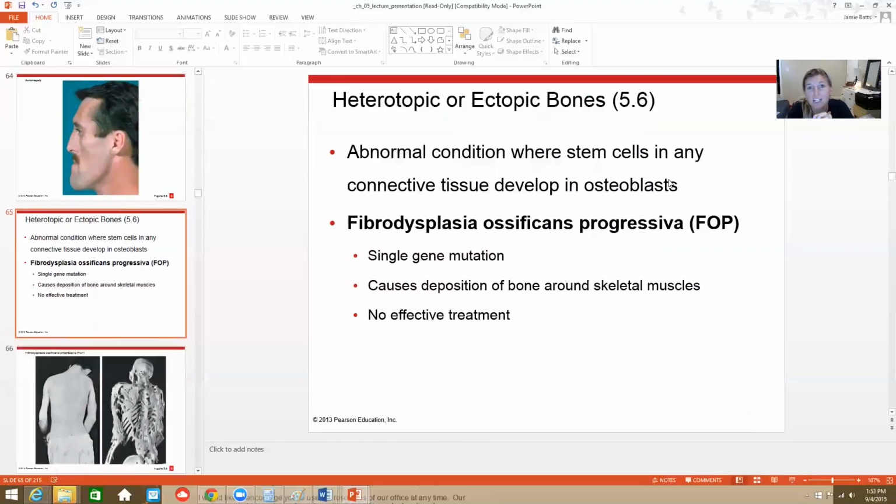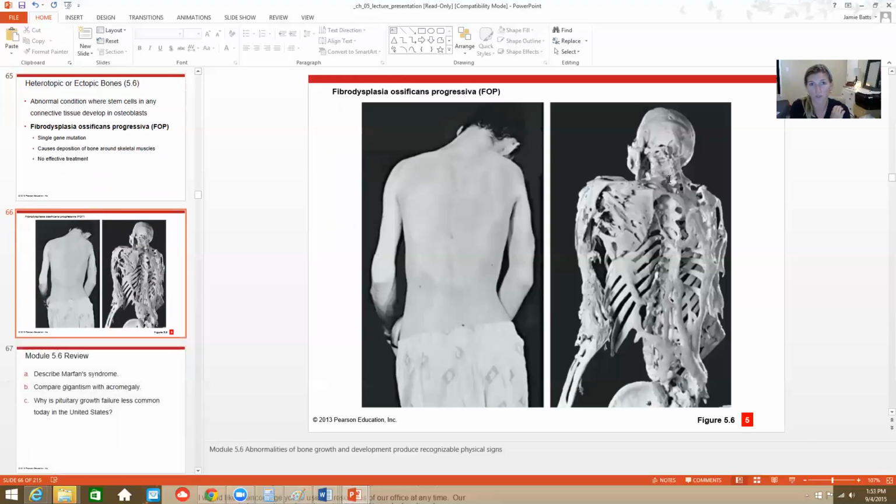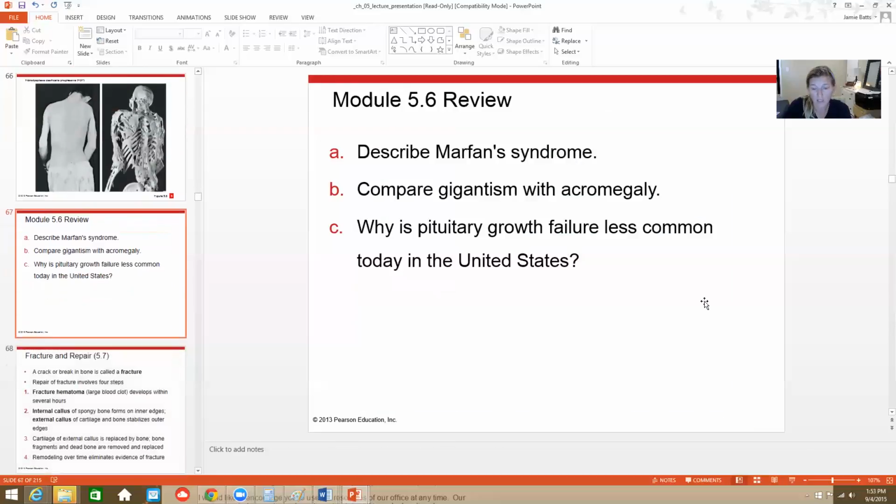There's also heterotopic or ectopic bones. These are abnormal conditions where the stem cells will develop into osteoblasts. There's a single gene mutation called FOP, fibrodysplasia ossificans progressiva. It's basically causing the deposition of bones around our muscles. There's no treatment, but it's a very sad disease because these individuals end up growing bone tissue all over their body, which makes it very difficult to move. You can see, for instance, the skeleton of somebody who has this condition. Think about how painful and awkward it would be to move. Very, very sad. Here's your review. You can pause it and answer, or answer when you read the reading guide.